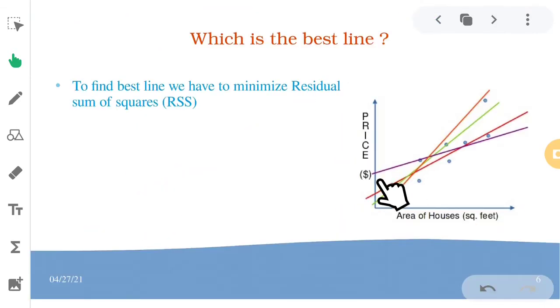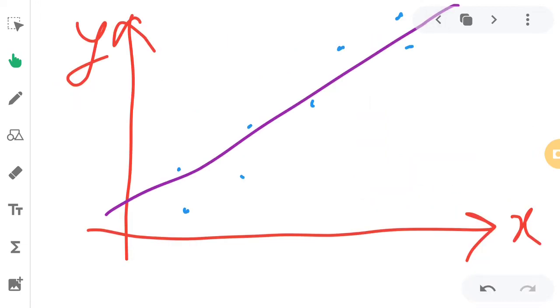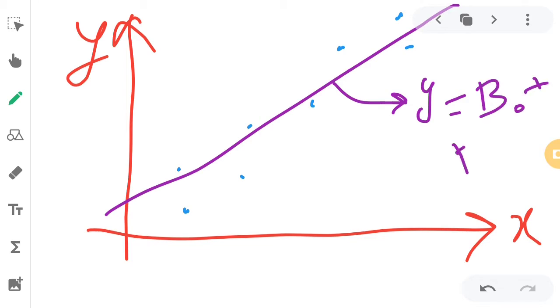See, there are many points, many lines. Which is the best line, and how to find this best line? Suppose this is the best line. Y equal to b0 plus b1 x. This is the best line.